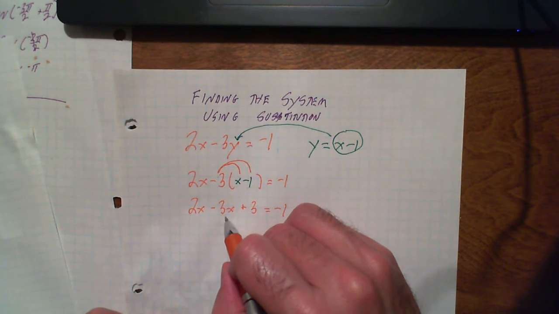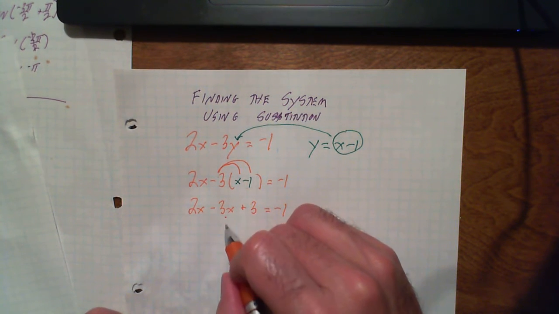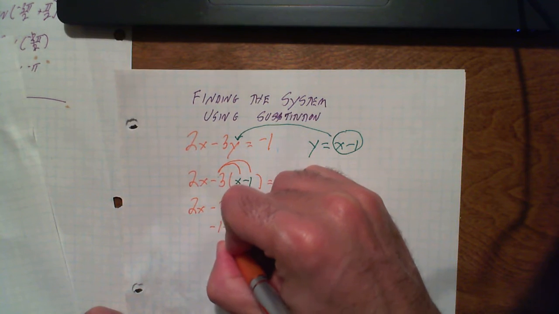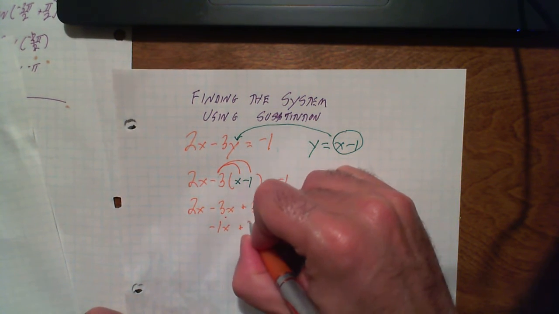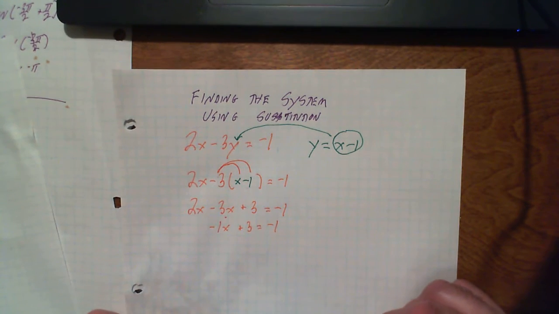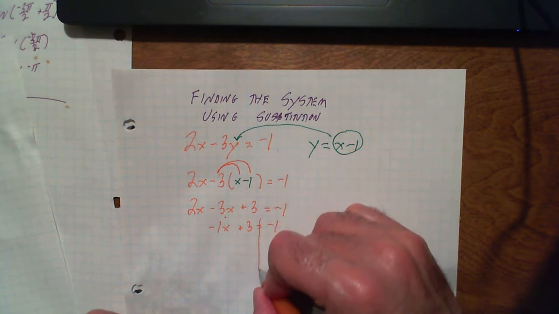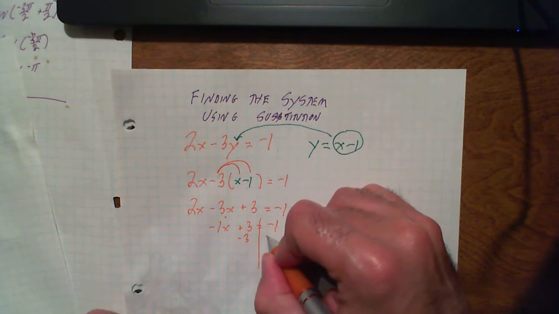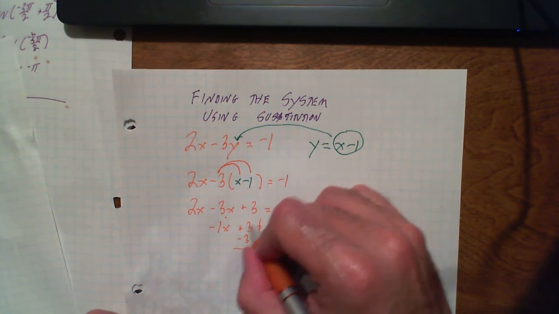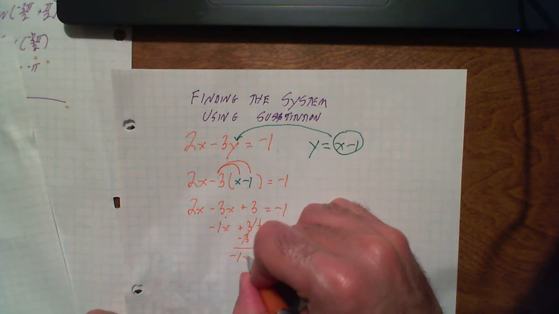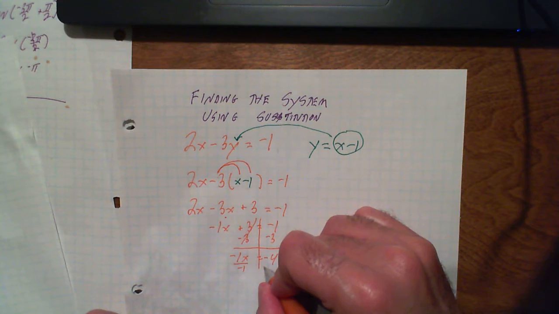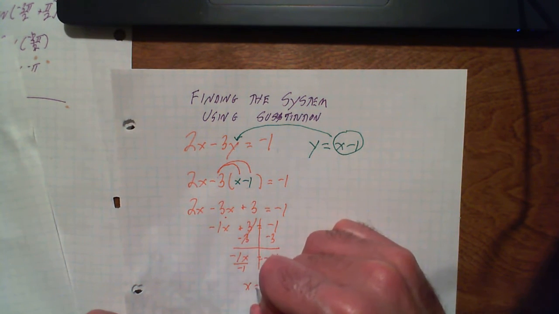Now let's combine our x's. 2x minus 3x. If I have 2 x's and I take away 3 x's, what do I have left over? I have negative 1x plus 3 equals negative 1. Okay, now solving for x. Take away the 3. Remember, same sign, so I add: negative 4. That goes away. Negative 1x equals negative 4. Divide by negative 1, and x equals 4.